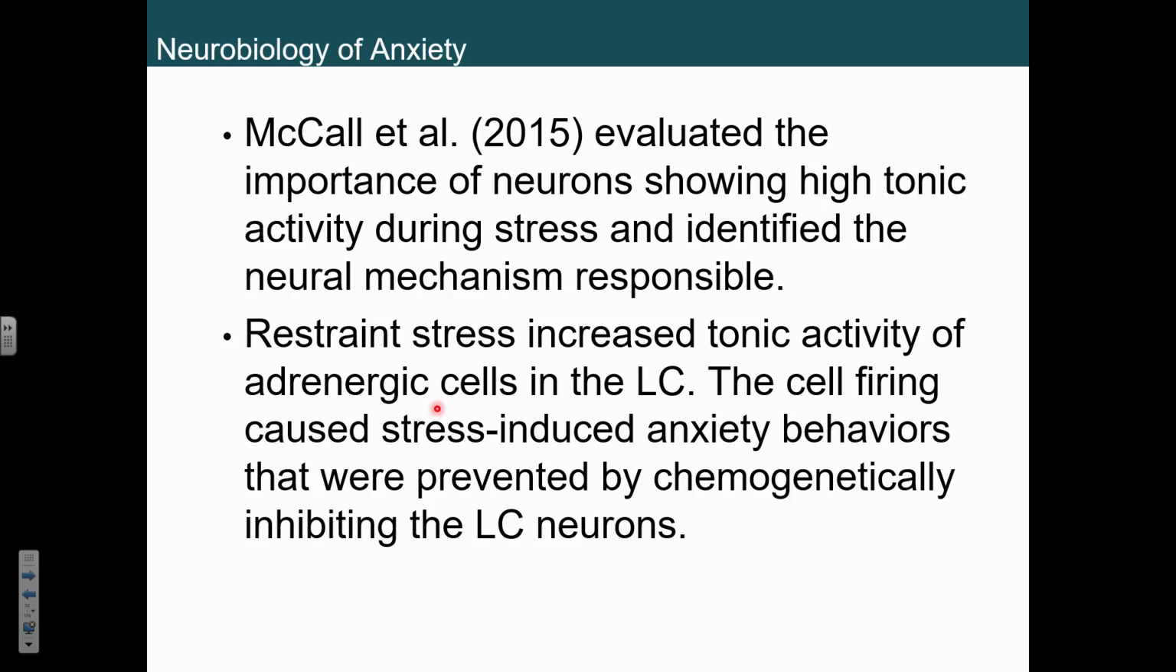What's a great way to stress an animal is restraint stress, right? So if you put it in a straitjacket, they sell these for mice. No, they don't. Mostly they don't. You just put them in like a cone or a tube.